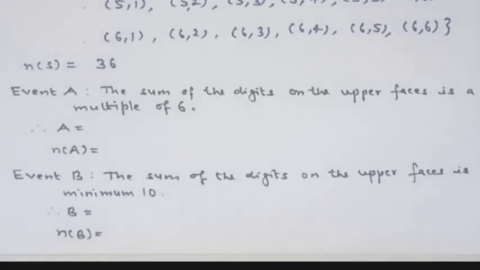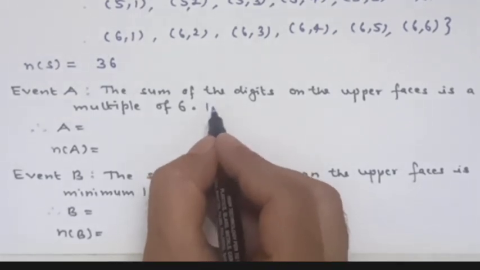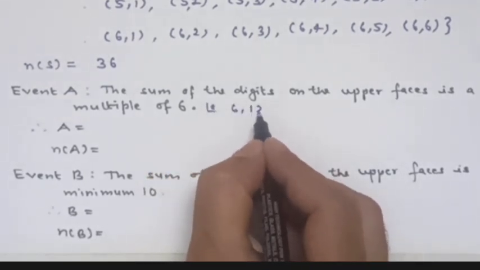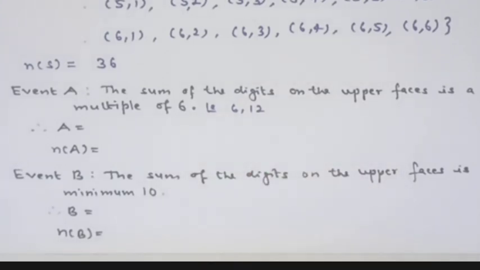Now let's consider event A. The sum of digits on the upper faces is a multiple of 6. That means 6, and then 12, then 18, likewise. But you cannot have more than 12, because the maximum digit you can get is 6 for each of the die. So 6 plus 6 is 12. So your sum cannot be more than 12.